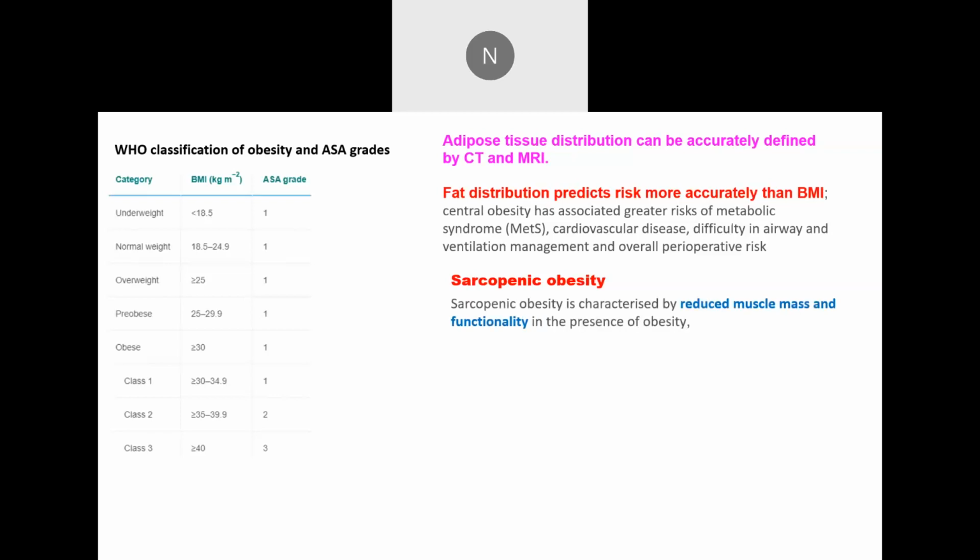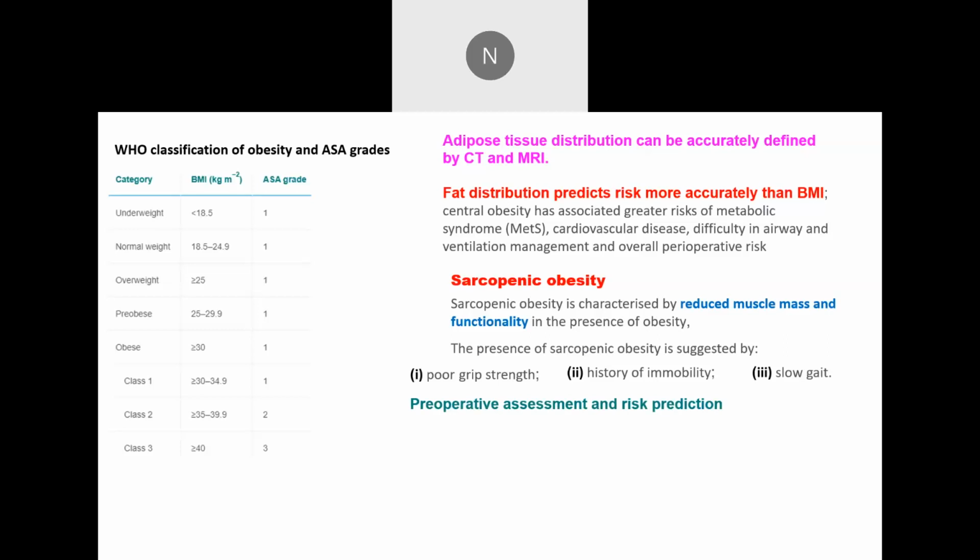And there is a condition called sarcopenic obesity, where muscle mass and functionality are reduced because the muscles become poor because of more fat. That is suggested by poor grip strength in the patient, history of immobility. Patients who are sarcopenic don't move, but prefer to be lying all the time, and have a slow gait. They don't walk fast.